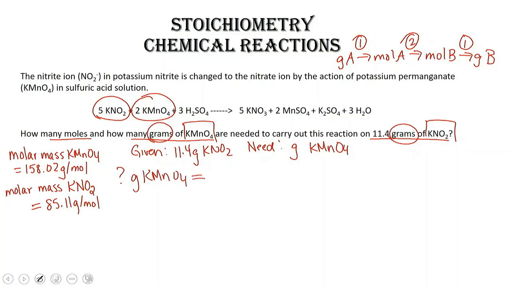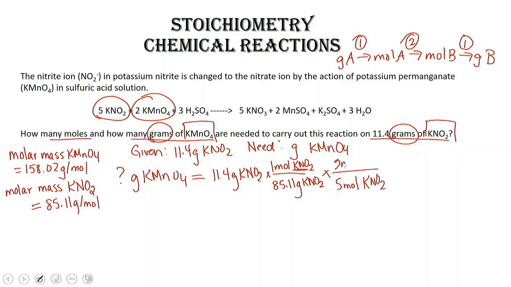Starting with what I'm given, I was given 11.4 grams of potassium nitrite. I used the molar mass to determine the number of moles of potassium nitrite. Next, I need to compare the moles of potassium nitrite to moles of potassium permanganate. Since potassium nitrite is on top, I need to put the number of moles of potassium nitrite on the bottom and 2 moles of potassium permanganate on the top.